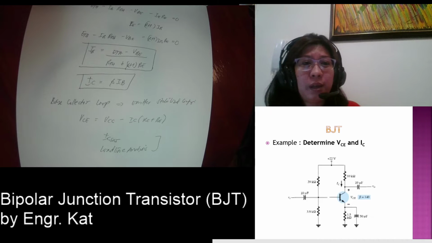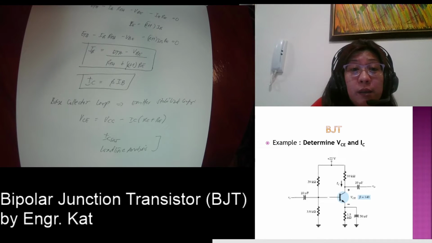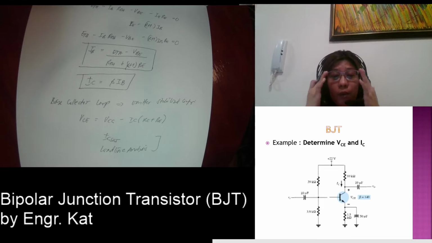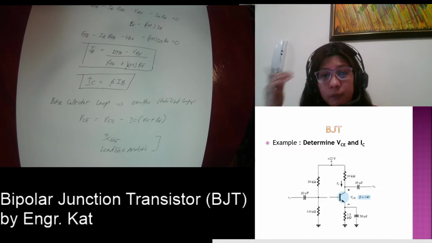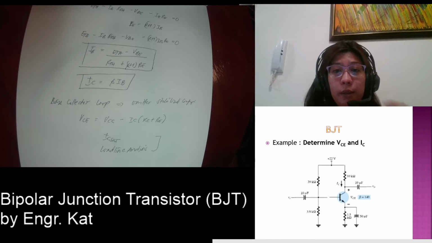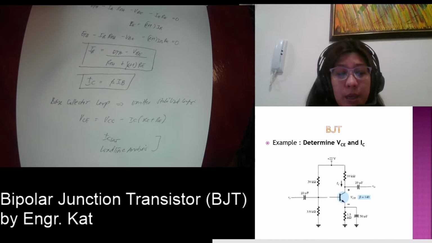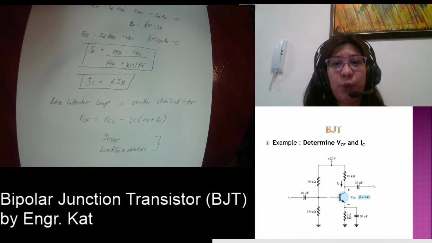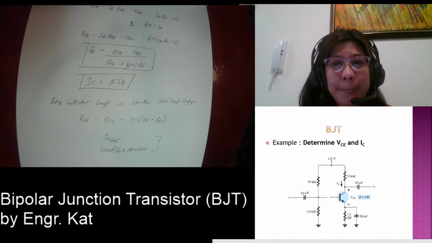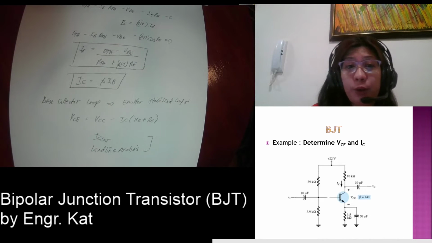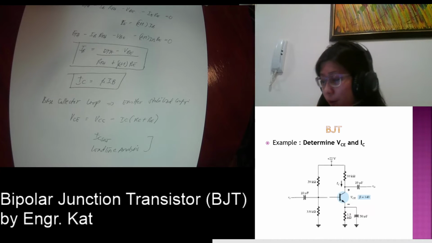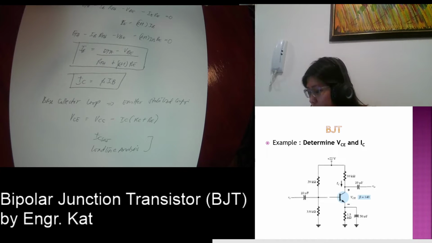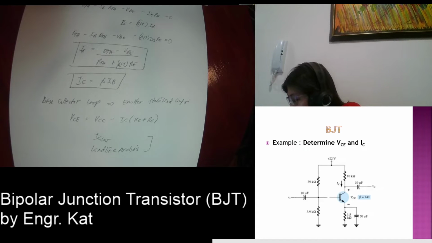We're going to compare the value of IC and VCE when your beta changes, using the voltage divider configuration. So this is the circuit. I have already here the sample problem.